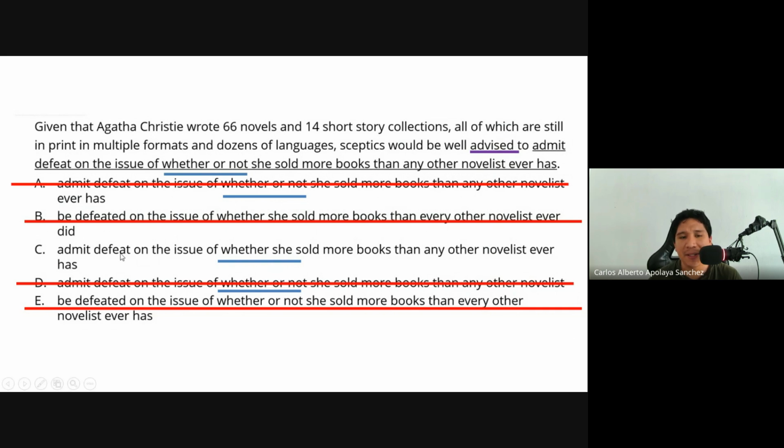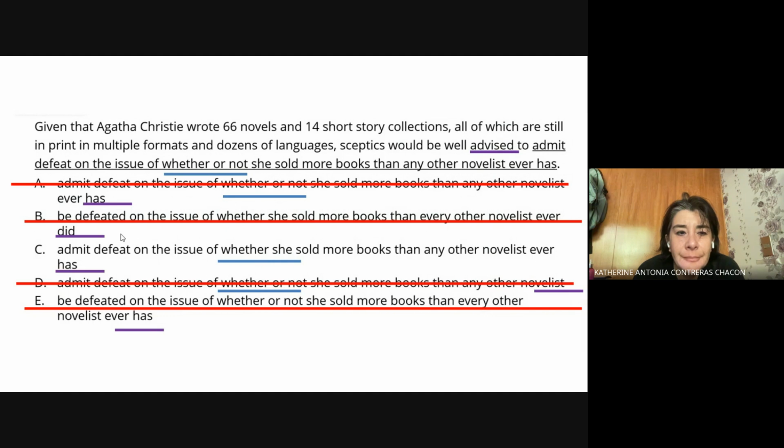So now we have letter C, admit defeat on the issue of whether she sold more books than any other novelist ever has. Now we can also analyze this part: has, did, and has. As you can see here, in letter D, we don't have a verb, but here we have has, did, has. And you might say, Carlos, why did you choose has? Why not maybe did?